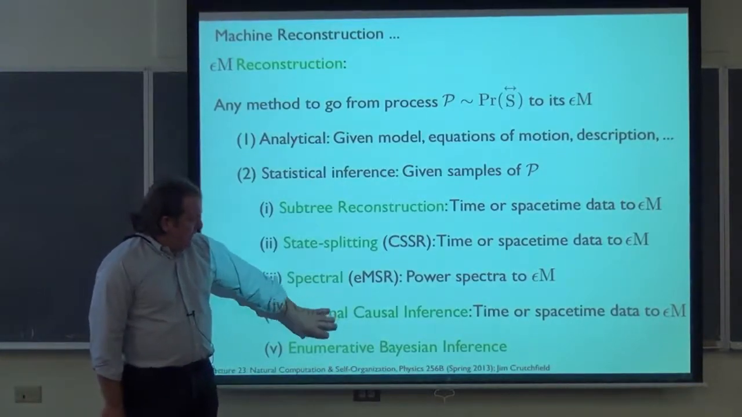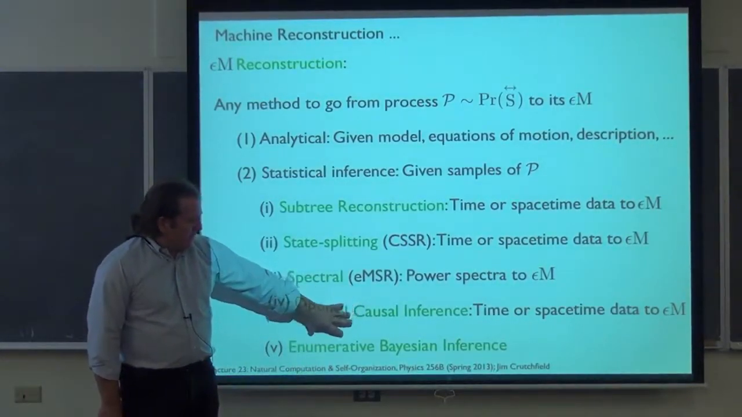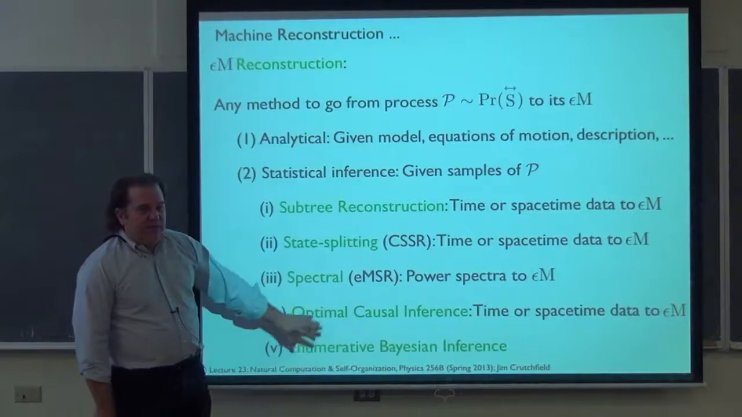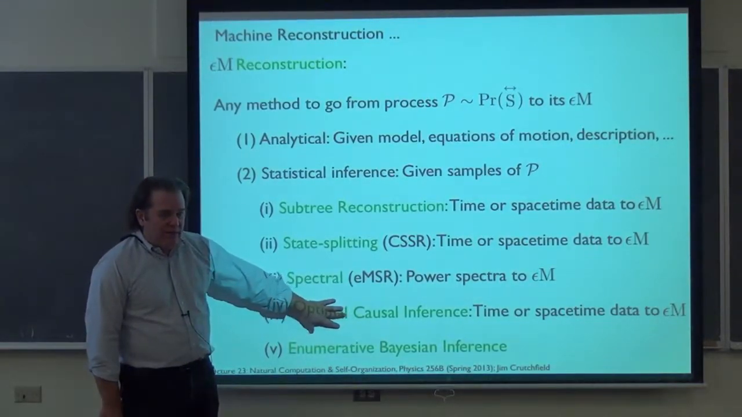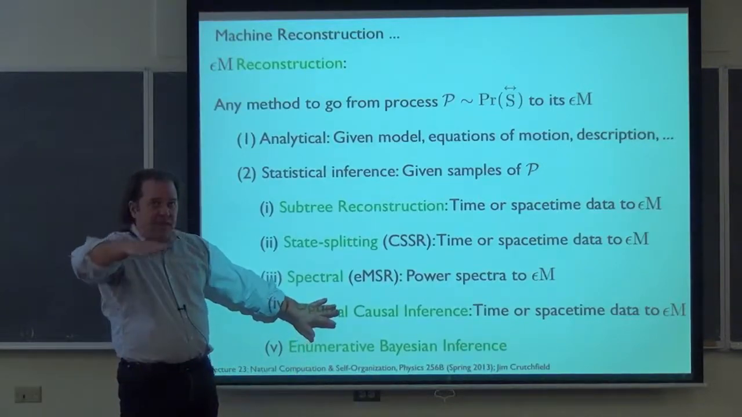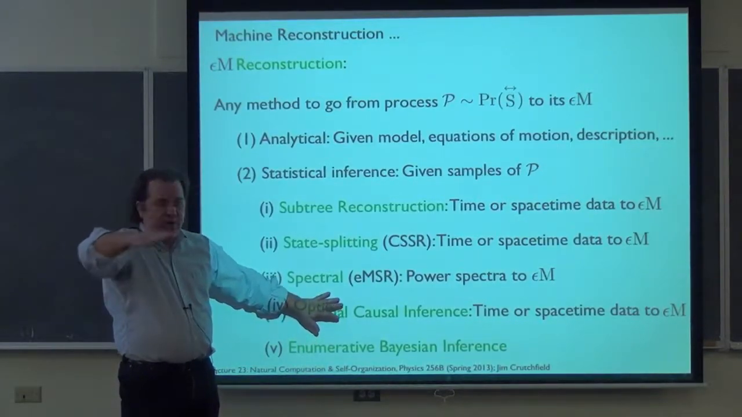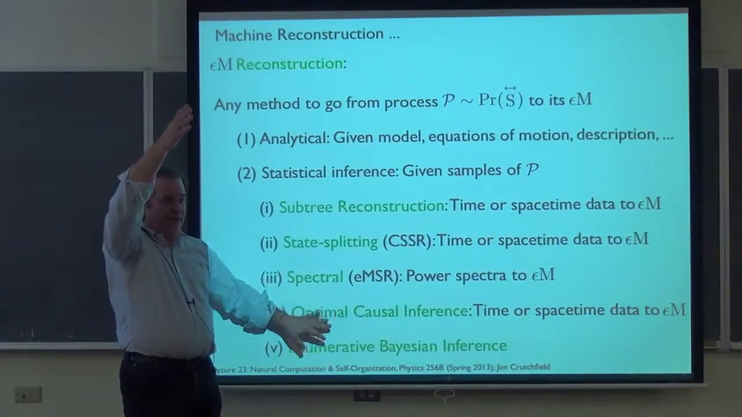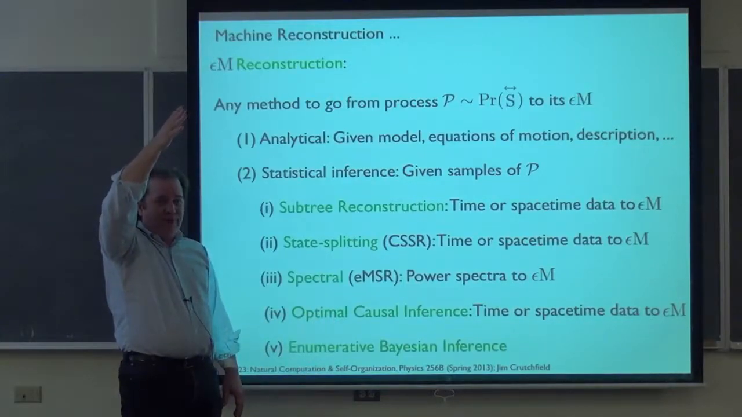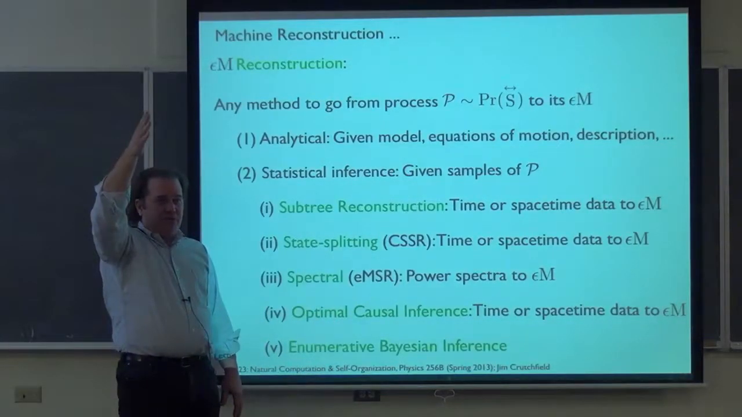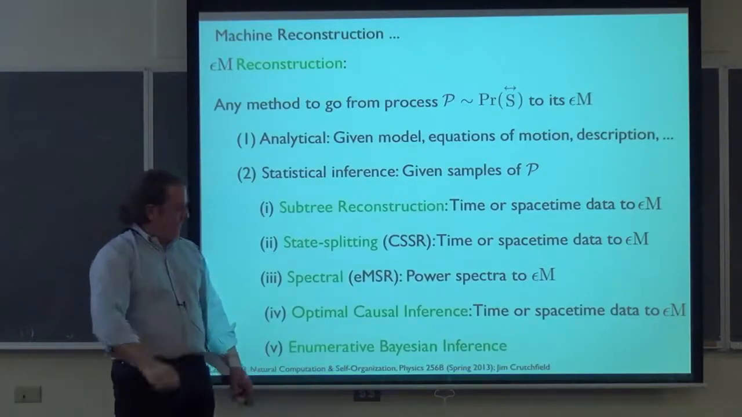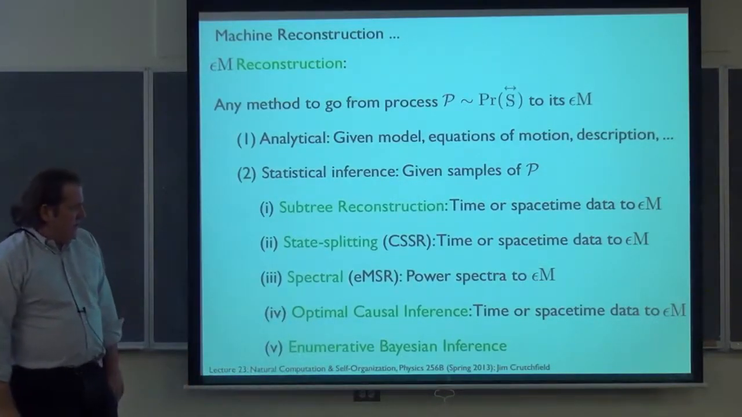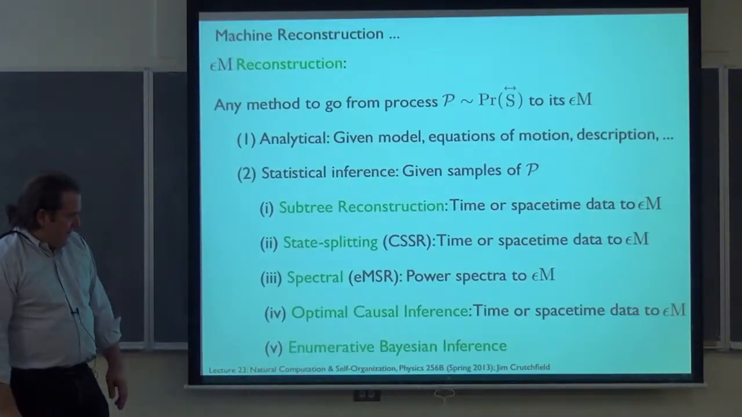There's another approach we call optimal causal inference. It's related to the method called the bottleneck. This is more related to what Shannon introduced, called rate distortion theory. It's a nice way of looking at how model complexity trades off against desired approximation level. I might have a 1,000 state model, but I don't want to work with that. I'm willing to give up 5% prediction error if the result is 5 states. That's a huge win. So that's called optimal causal inference. Again, it applies to time or space-time data.